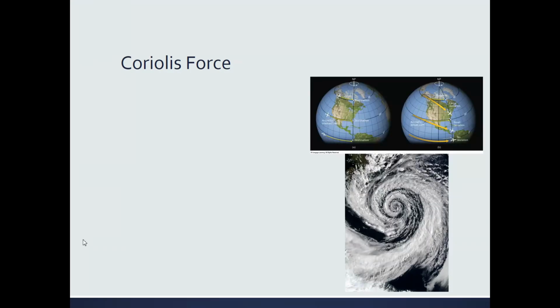Now, the consequence of this Coriolis force is when you have wind, such as wind that's approaching the center of a cyclone, this wind is then deflected and it rotates around the cyclone.